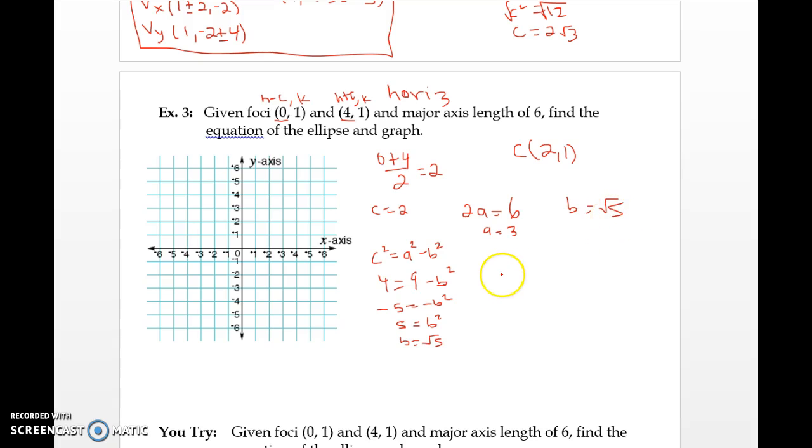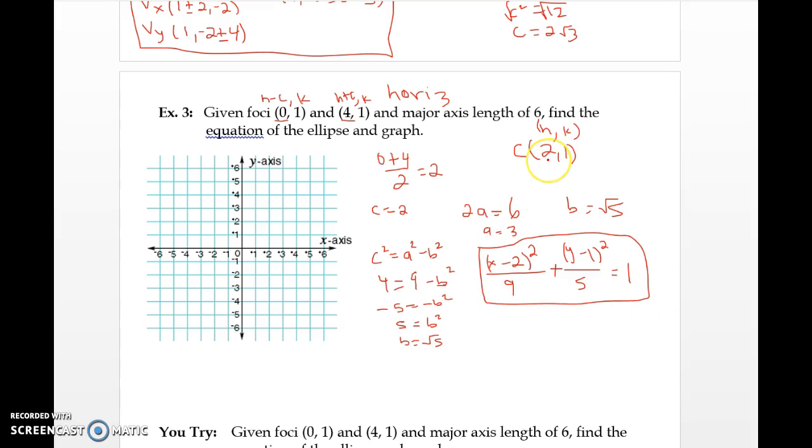So I can go ahead and write the equation. I know it's horizontal, so I know my x minus 2, because the h comes from your center. Remember, center is (h, k). X minus 2 squared over a squared. A is 3, so a squared is 9, plus y minus k squared over b squared. B is root 5, so b squared has got to be 5, and that's going to equal 1. That's our equation.